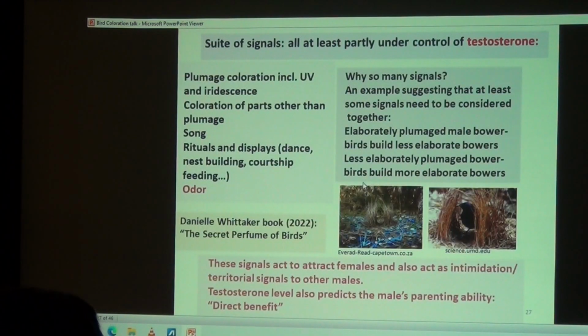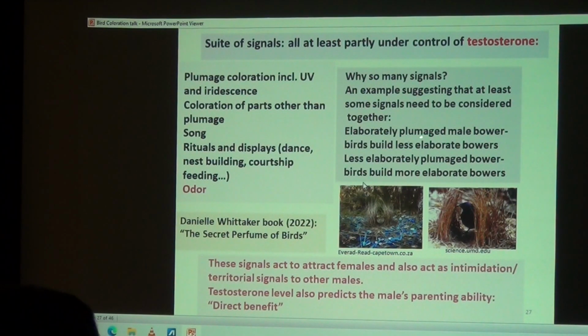Oh, and here, why are there so many signals? Perhaps they're signaling different things, or in different ways they're signaling the same thing. Here is an example that suggests that at least some signals need to be considered together.